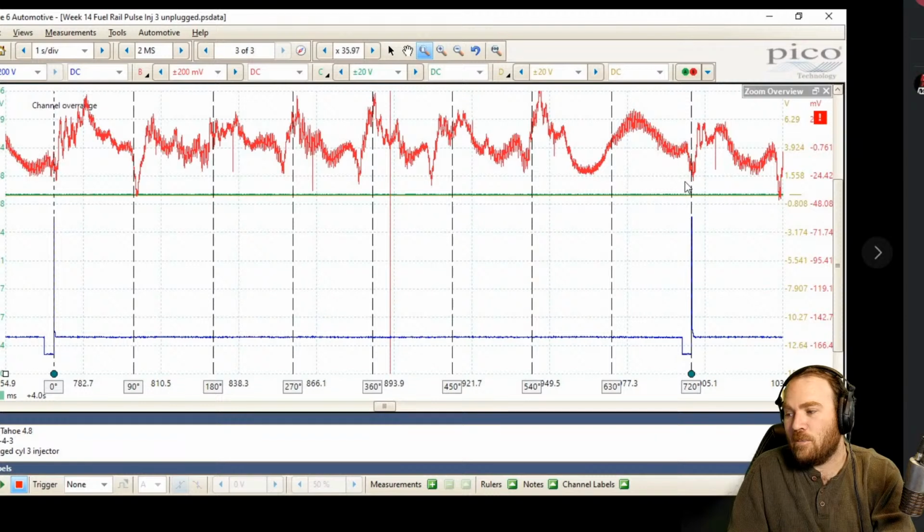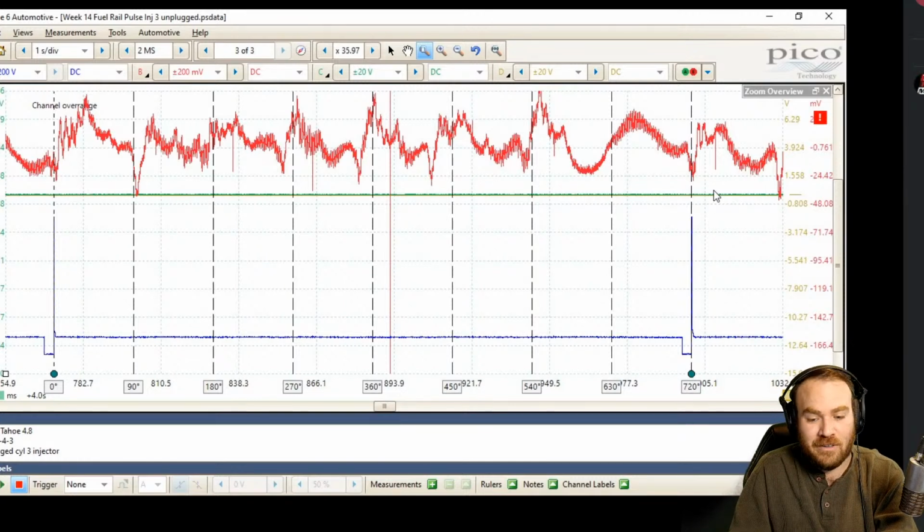So this is what I was talking about. Sometimes you see a really nice, clean, clear picture, and I think the 4-cylinder engines are going to give us a better picture than what we're going to see on the V8.